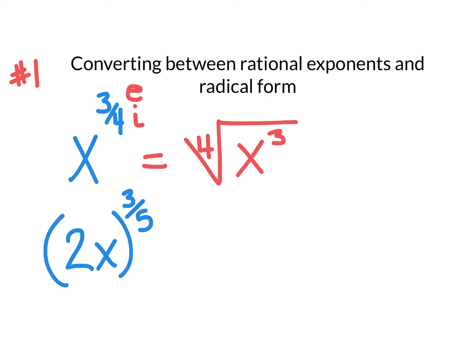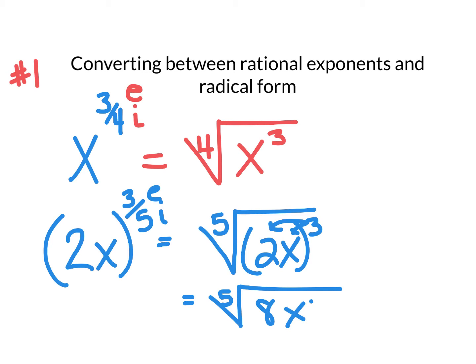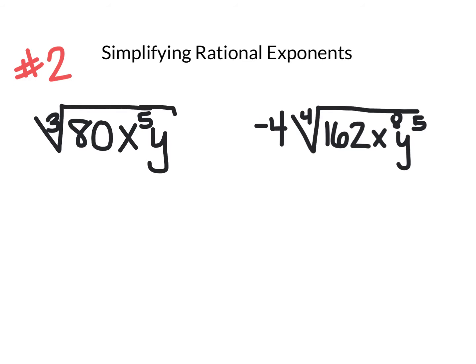If you have more than one number in your base, like 2x raised to the 3/5 power, it's important that when you draw your radical sign that your 2x stays in parentheses. So again, EI, exponent over index, would be a 5 and a 3 on the outside. You might see that this is also equivalent to where you distribute this, so 2 to the 3rd would be 8x cubed. Our next topic was then learning to simplify rational exponents.